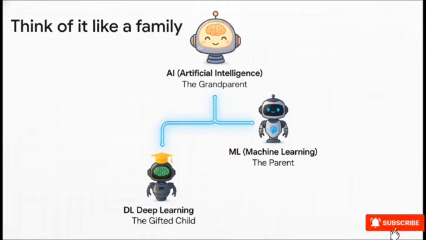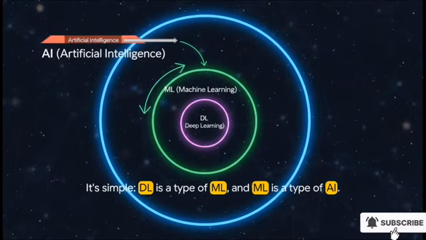The best and easiest way to remember this is to think of it like a family. Artificial intelligence, or AI, is the big family name. You can think of it as the grandparent. Machine learning, or ML, is one of the children of AI. Let's say it's the parent. And then deep learning, or DL, is an even more specialized, super smart part of that family. It's the gifted child. And this diagram right here shows that family relationship perfectly.